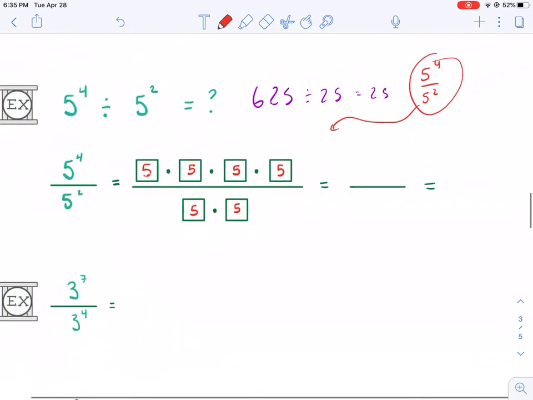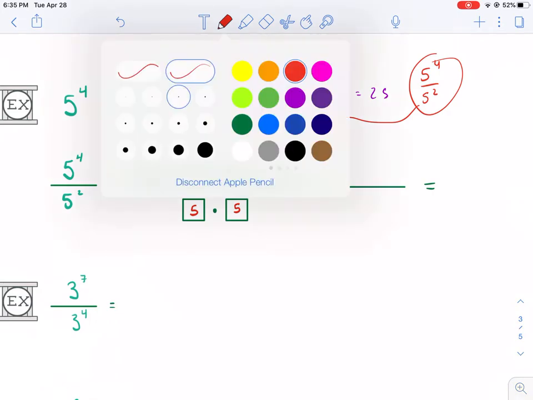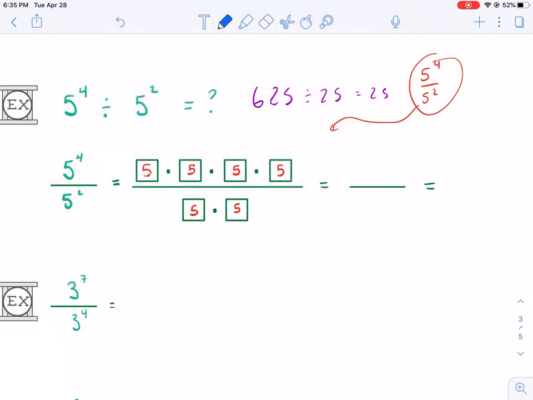So now we can cancel out what we see in the top and the bottom. Anywhere there's a 5 in the top, we can cancel it with a 5 in the bottom. So 5 we can cancel with that 5. 5 we can cancel with that 5, and what are we left with? Well, it doesn't become 0. That's a common mistake. It becomes 1.